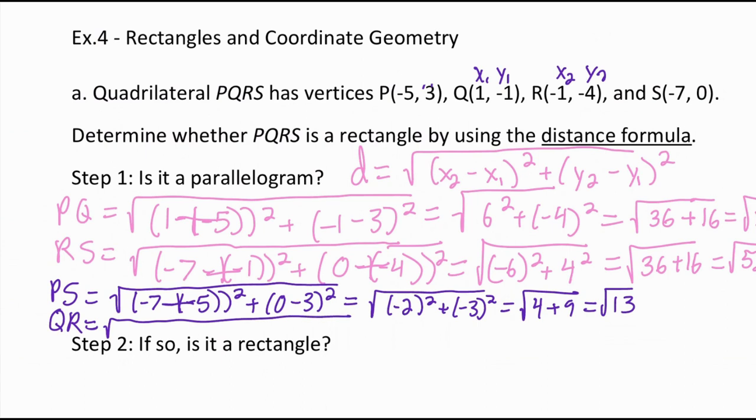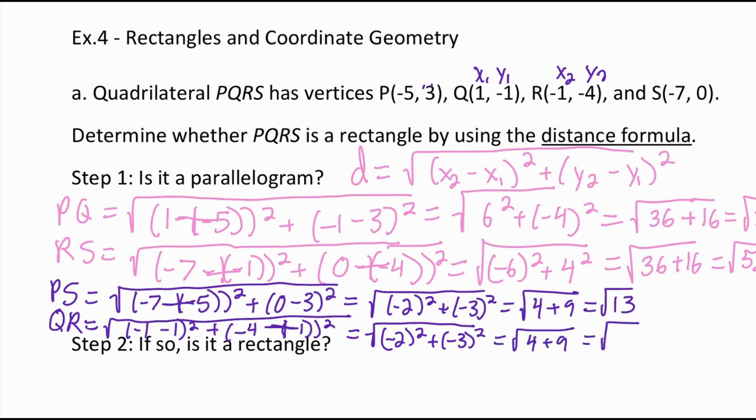Okay, so I'm going to do x2, which is -1, minus x1, which is 1, squared, plus y2, which is -4, minus y1, which is -1. Those double negatives go positive. -1 minus 1, so I'm going to get -2 squared and a -3 squared. So again, I'm going to get 4 plus 9, which is again the square root of 13.